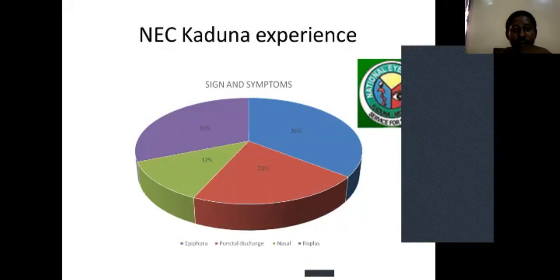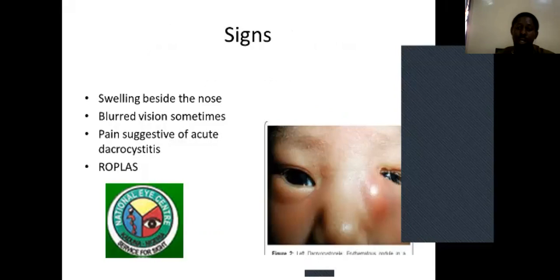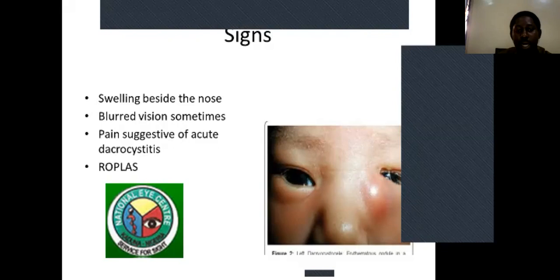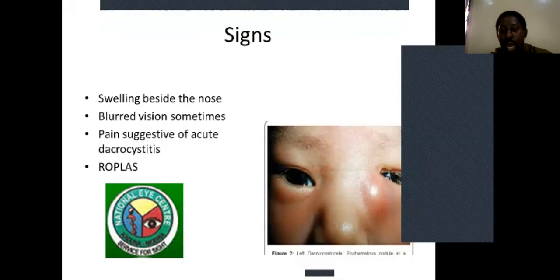Now, the signs, like I said earlier, you could see swelling beside the nose, which can be erythematous if infected, and sometimes painful if it is acute dacryocystitis. And then sometimes blurred vision can be present when you have a clogging of the vision by excessive tearing. Now, ROPLAS, which is the regurgitation of the contents of the lacrimal sac, is usually positive. In our case, we saw about 31% of the patients had ROPLAS positive.